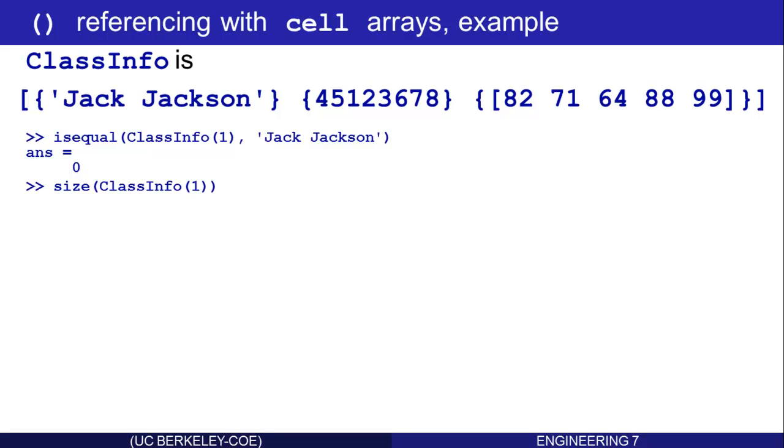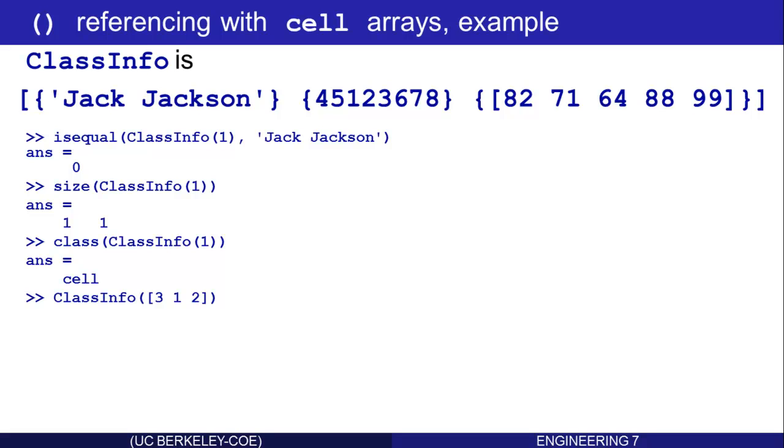The size of classinfo(1), again, classinfo(1) is a 1x1 cell array. So the size will be 1x1. It will not be 1 by the number of elements in the character string Jack Jackson. The class of classinfo(1) will not be char. Instead, it will be cell. Remember, parentheses refers to the elements of the array, and the array is a cell array. Therefore, its elements are cells, or containers as we've been calling them.